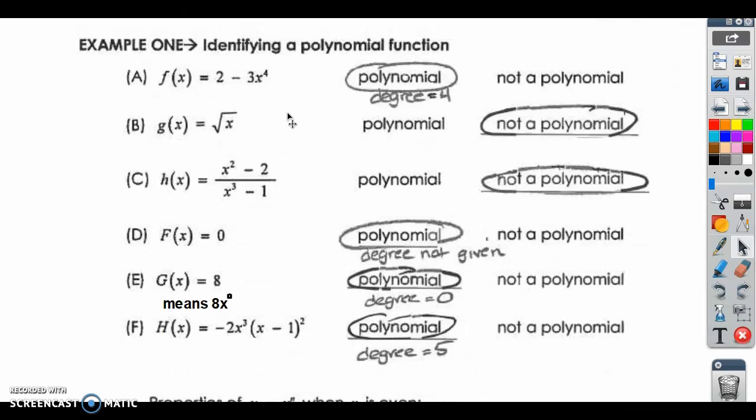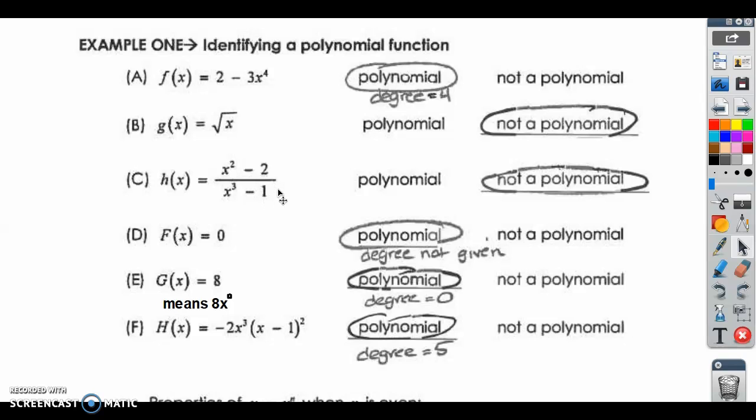So A is a polynomial, even though we really should write this negative 3x to the fourth first. The highest degree should go first, but it's still a polynomial with a degree of 4. B, if you could rewrite this as x to the 1/2, that fractional exponent makes this not a polynomial.